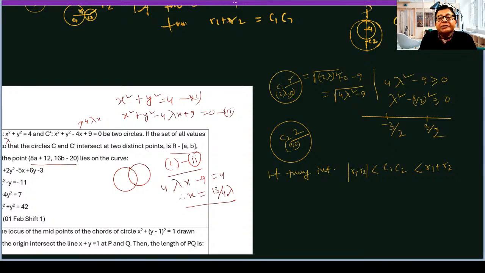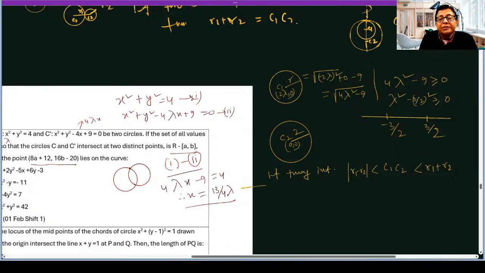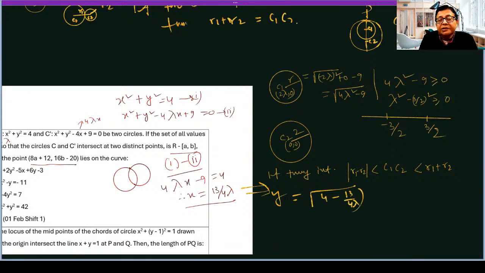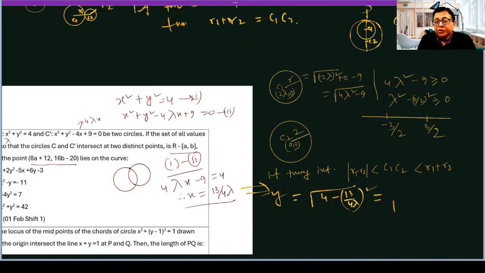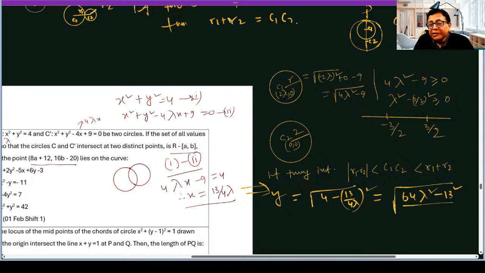Now, by using this, we can get the value of y. X is this, then y will be what? From 1, 4 minus 13 by 4 lambda whole square. Isn't it? So this is going to be 64 minus 13 square, that divided by, we are going to get another condition from here.